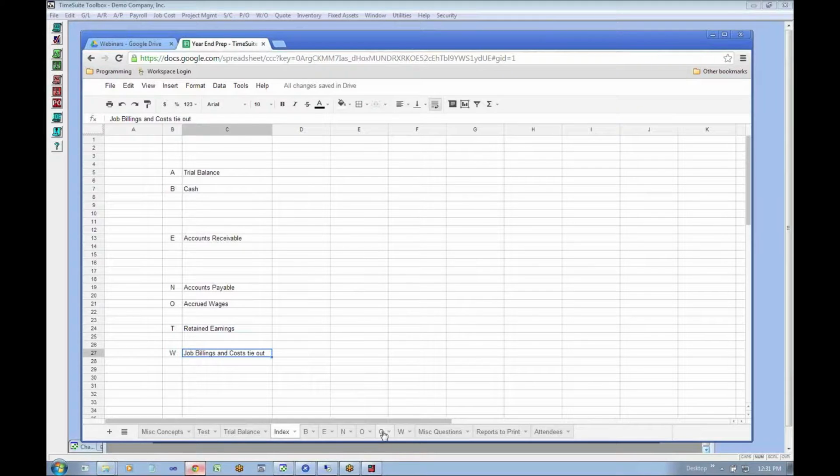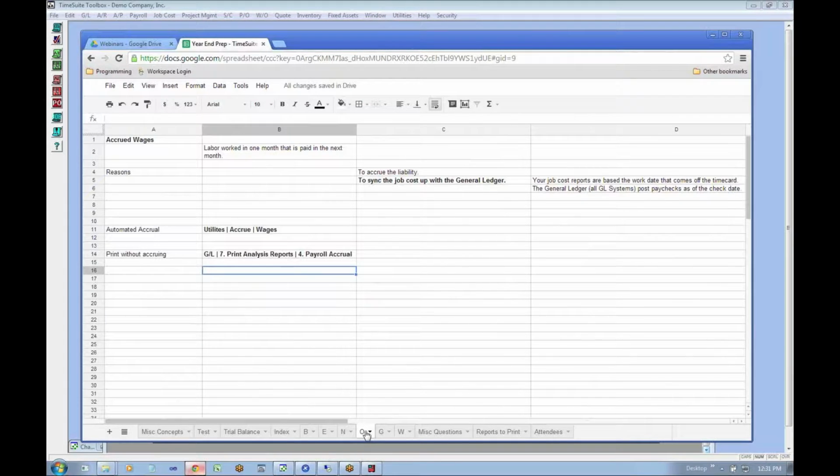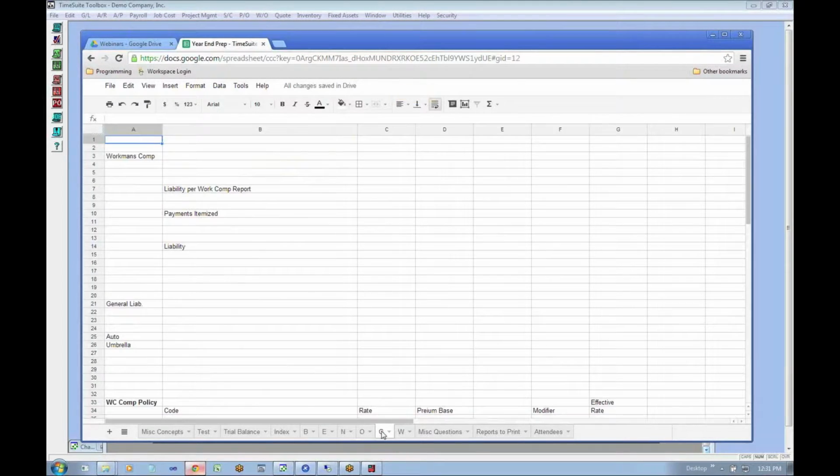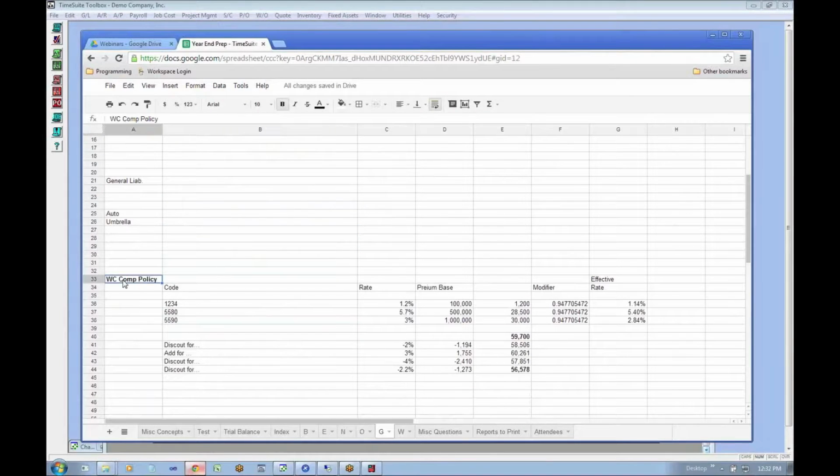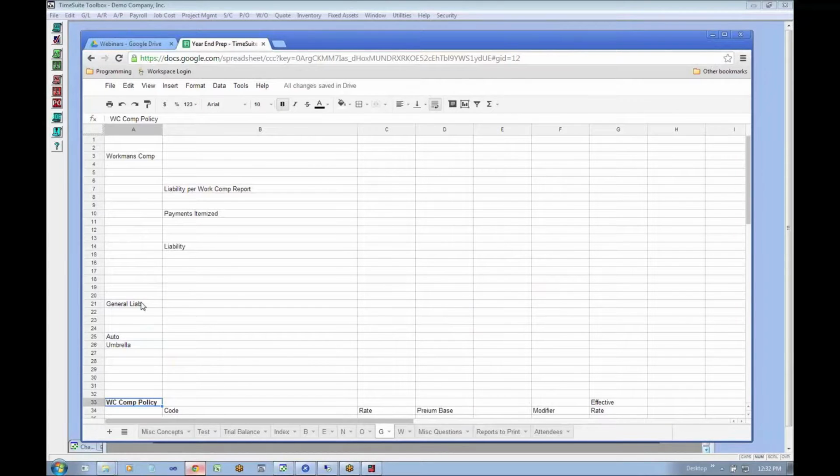So let's go over to, we have a couple more tabs actually. The O we talked about. The G concept would be our workman's comp and general liability insurance. So let's talk about that a little bit. We go to our policies. The workman's comp, the general liability insurance can be calculated in a very similar way to the workman's comp.